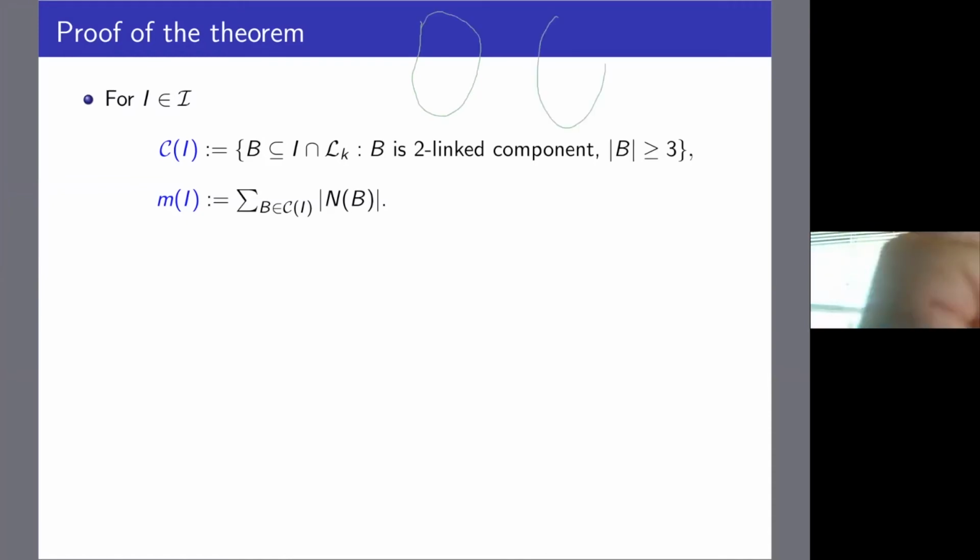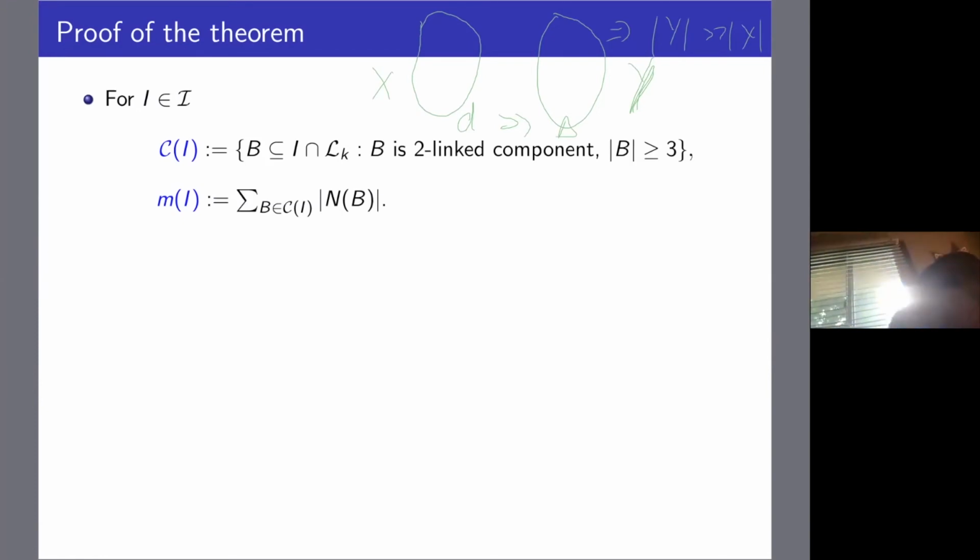If I have a bipartite graph with classes X and Y, and if I know that the degrees in X are much bigger than the degrees in Y, then from this we can conclude that Y is much bigger than X. Does this make sense? So again, we have a bipartite graph. In one part, the degrees are d. In the other part, the degrees are delta on average. If d is much bigger than delta, then the class Y is much bigger than X.